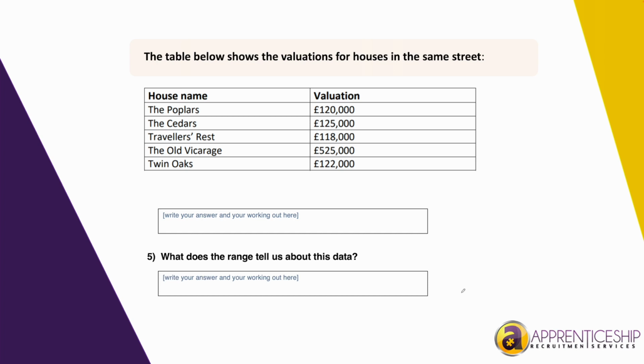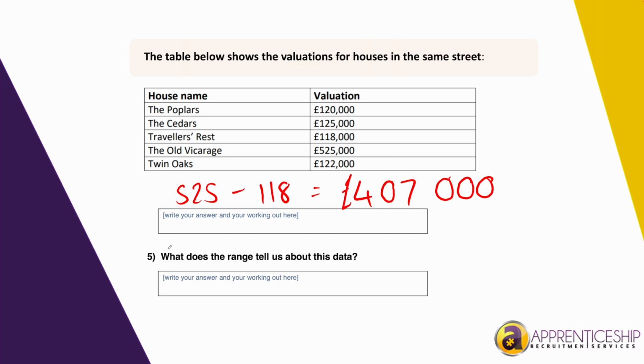Right, we're going to look at the range now. So the range is going to be 525,000 take away 118,000. 525 take away 118 is 407,000. I've just got rid of the zeros because it's going to take me longer to put them in the calculator, but then I'll just put them back on the end.